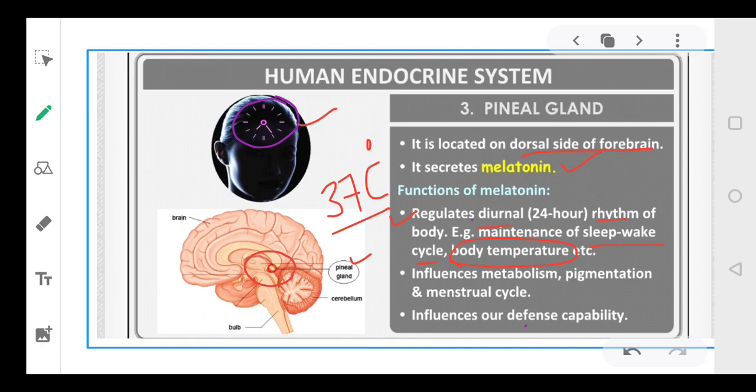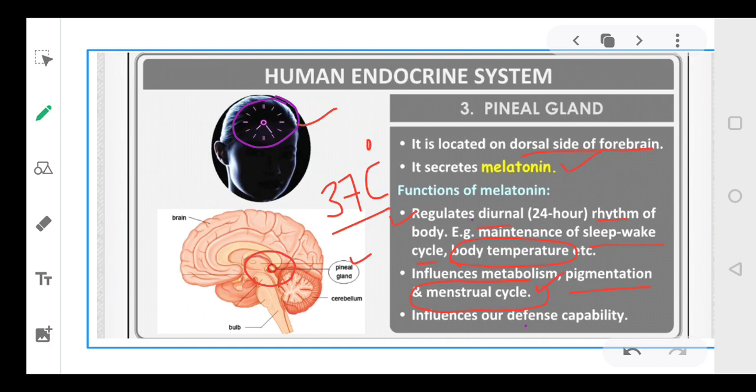Now again, this hormone also influences your metabolism, meaning it is involved in the breakdown of compounds and also in the synthesis of compounds. Then the pigmentation, like your skin color, is also being controlled by melatonin. Then in case of females, this controls the menstrual cycle. The different phases of the menstrual cycle, the period of different phases, the ovulation, all that is being regulated by your melatonin hormone, which is produced by the pineal gland.